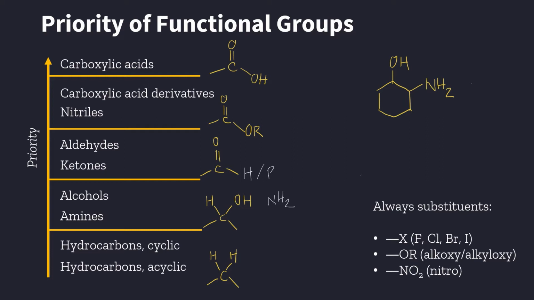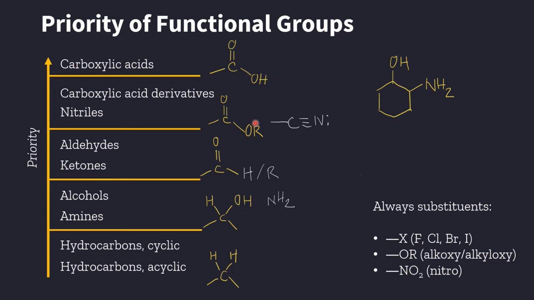The next priority are the carboxylic acid derivatives, where we replace the carbon atom in the aldehydes and ketones with another heteroatom group. Now the nitriles do not have the same structure as these, but they are also part of the carboxylic acid derivatives, which is why I grouped them together. And finally, we have carboxylic acids at the top where we have an OH group instead of an OR group.